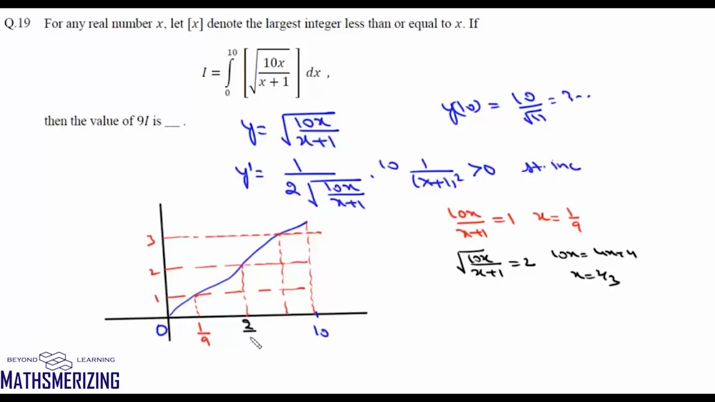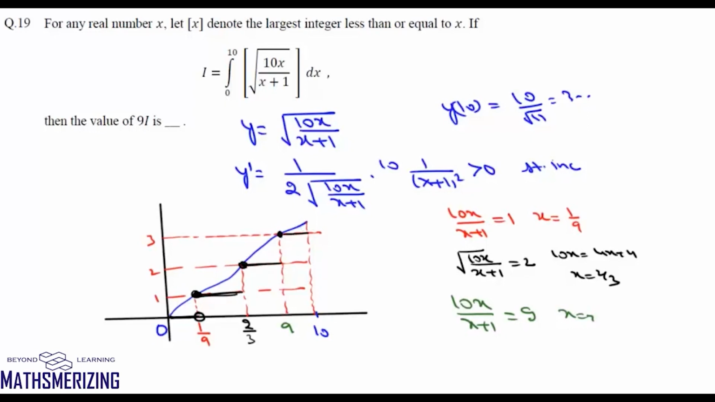So this point will be 2 by 3, and then if we put it equal to 3, we'll get 10x upon x plus 1 will be 9. So we'll get the value of x as 9. So this point will be 9. Now we know that in between any two lines, this greatest integral function takes the value of the bottom line. So here it'll be 0, here it'll be the value 1, here it'll take the value 2, and in between 9 and 10, it'll take the value 3.